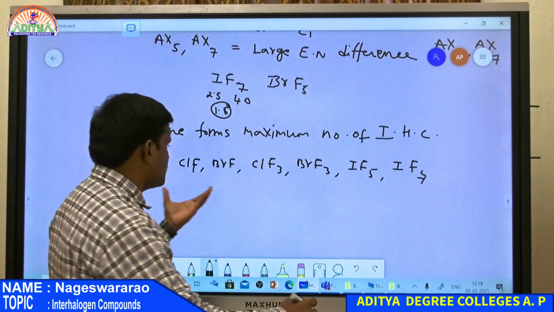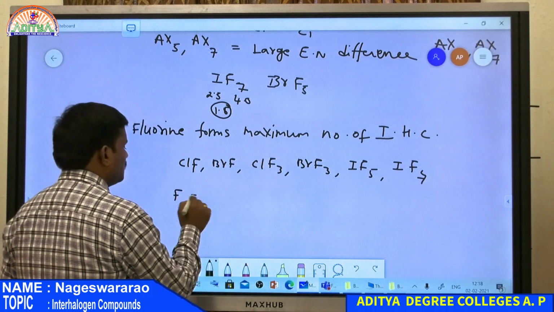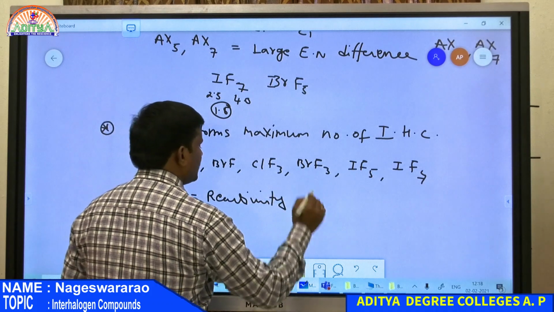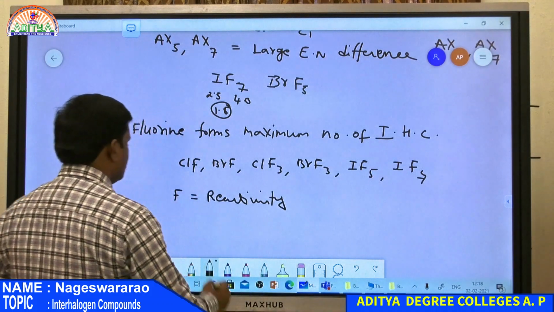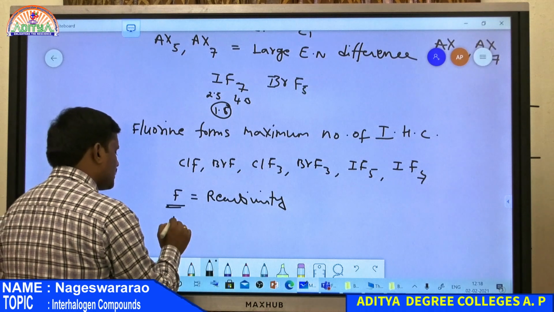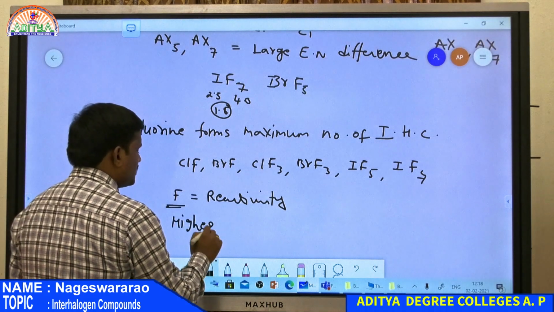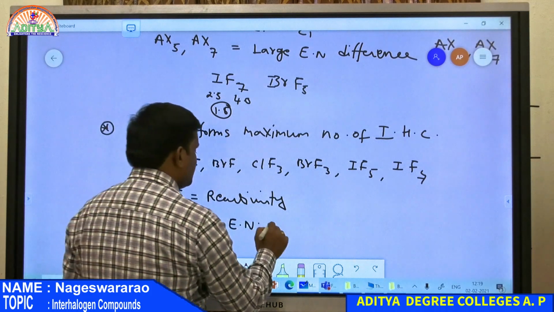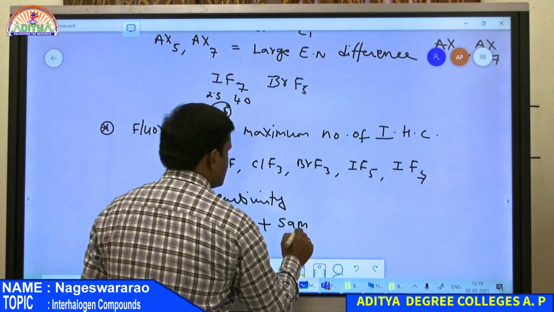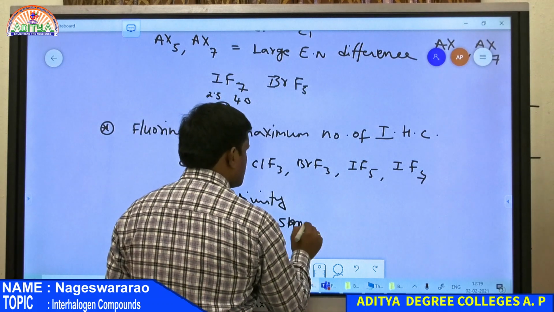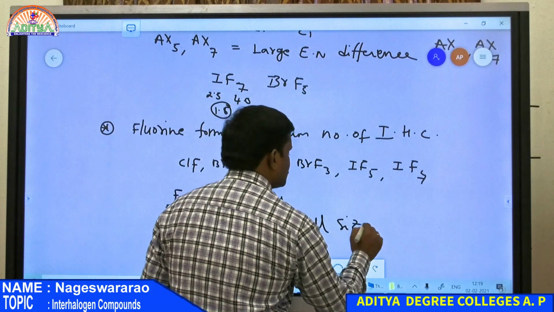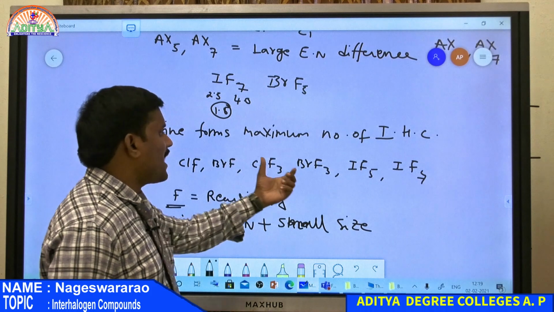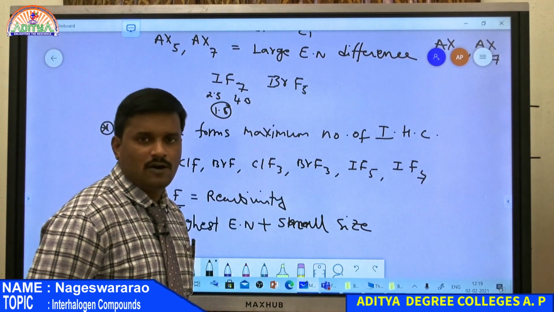The reason for this is fluorine is more reactive. Why does it have the highest reactivity? That is again the reason: it has the highest electronegativity as well as a small size. So these are the reasons for fluorine being highly reactive. That is why fluorine forms a maximum number of interhalogen compounds.